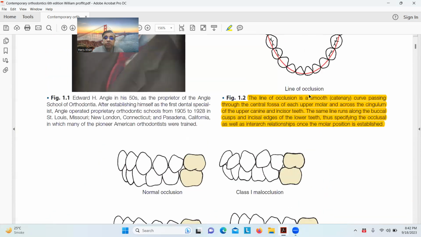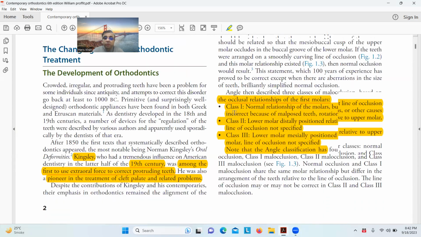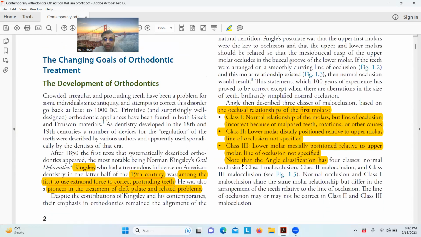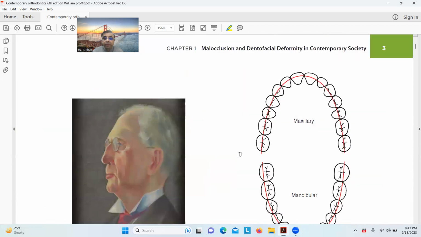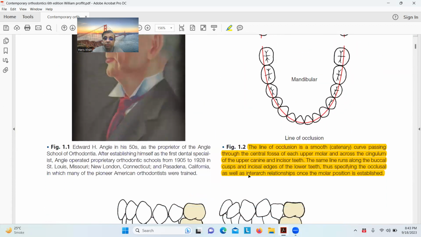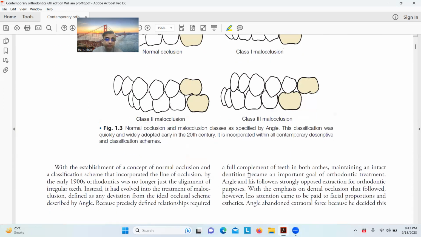Sometimes, as I told you, you should remember class 1, 2, and 3. They may not have given these terms, neutral occlusion and mesio-occlusion, here. I will not go into the details. I just want to tell you how to read it.